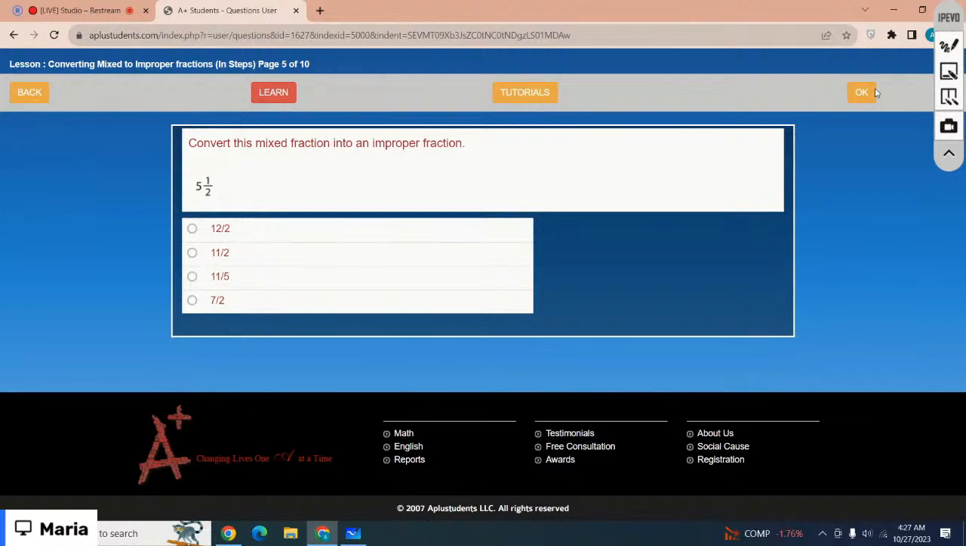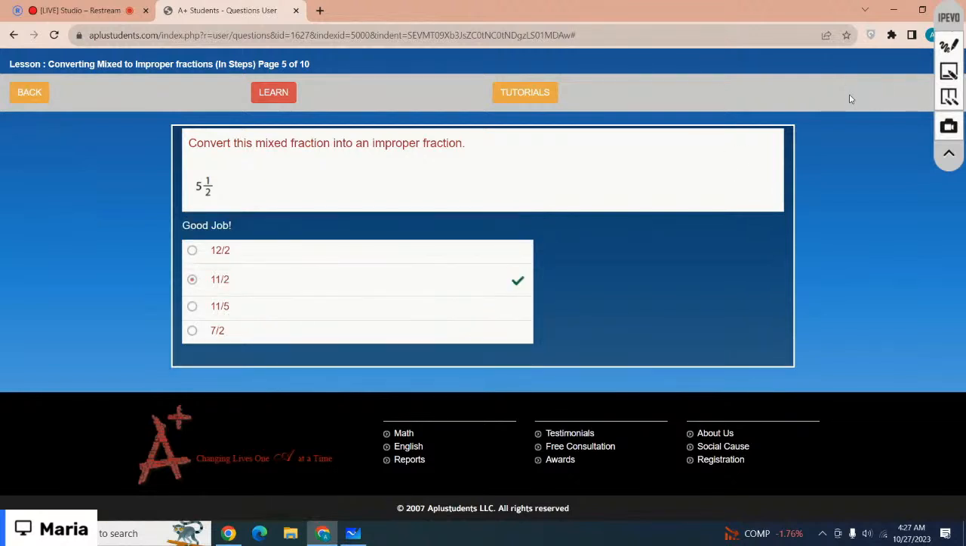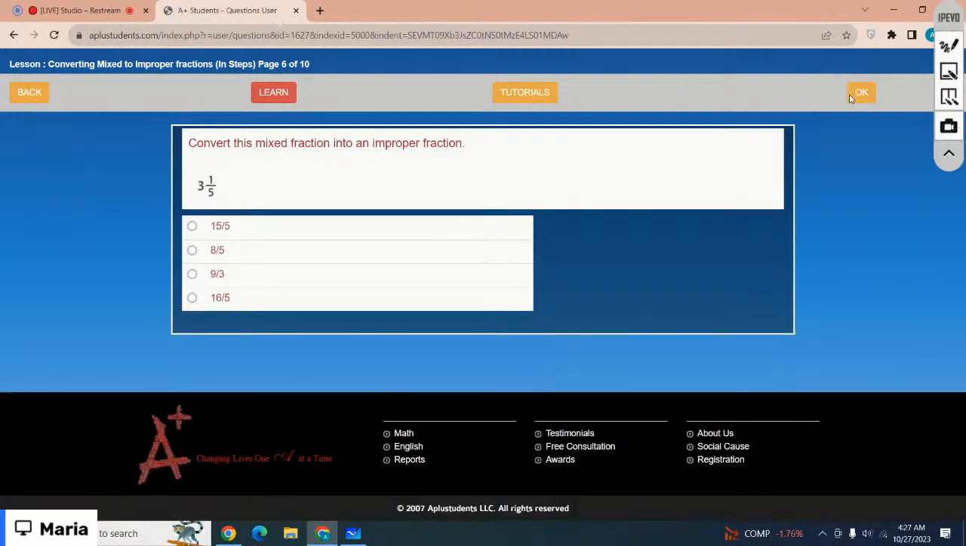Yes, it is 5 times 2. Yes, very good. That would be 11 over 2. Okay, convert the mixed fraction into improper fraction. So which is the correct option? 3 whole 1 over 5. That would be 3 times 5 is 15, and 15 plus 1 is 16. So that would be 16 over 5.